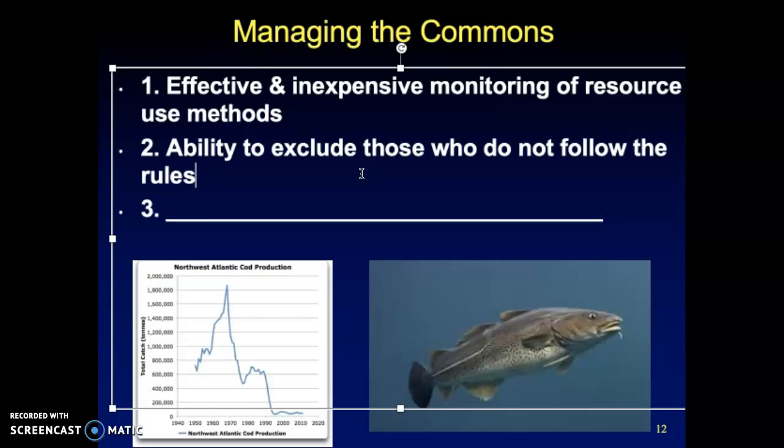We have laws that exclude those people who are not following the rules, laws that reward those who do follow the rules. So it's a reward system to say, follow the rules for the benefit of all, and those deer will continue to be there. Cod industry, we didn't have rules in place. Those fish are gone. Maybe they'll recover, but it's going to take years.